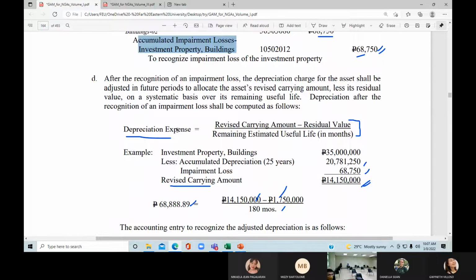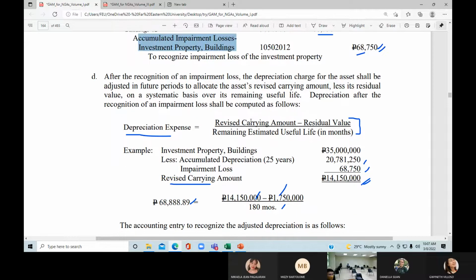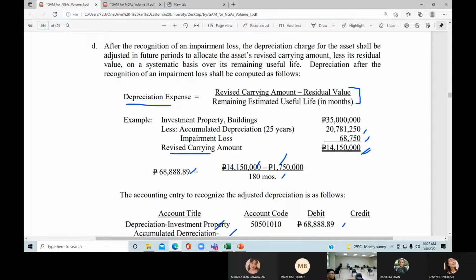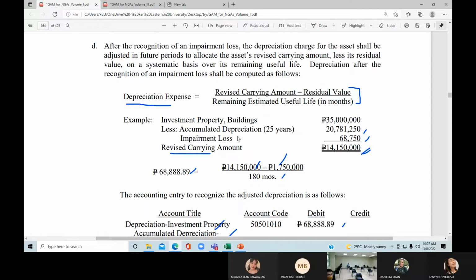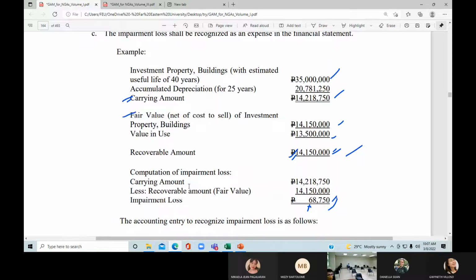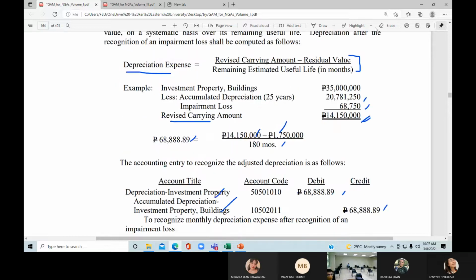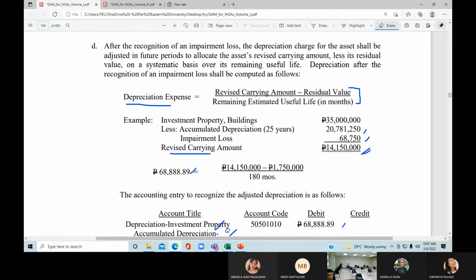Ngayon, paano pag nag-impair? Siyempre, magbabago yung depreciation expense. Pero kayang-kaya mo naman ito i-compute. Paano ba i-compute ang depreciation expense? Carrying amount minus residual value. Divide mo sa remaining useful life. Ito lang din yon. Kaya lang, revise na yung carrying amount dito. So, ano ba yung revised carrying amount natin? Ito na, no? Yung recoverable amount. 14,150. So, 14,150 minus residual value, 5%, no?